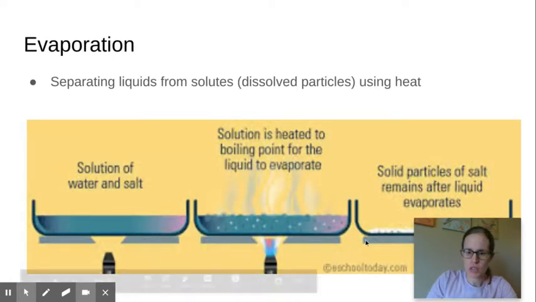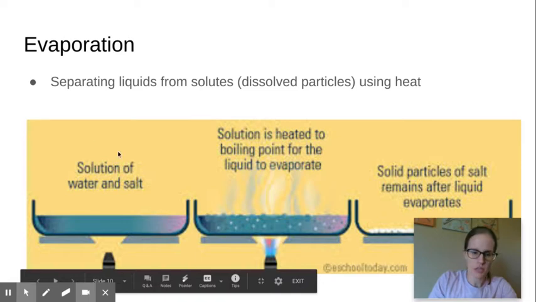But with salt water, you could use heat to separate it. So they've got a mixture of water and salt here, and then they heat it up, and the water evaporates if you heat it long enough, and then you'll just end up with salt at the end.